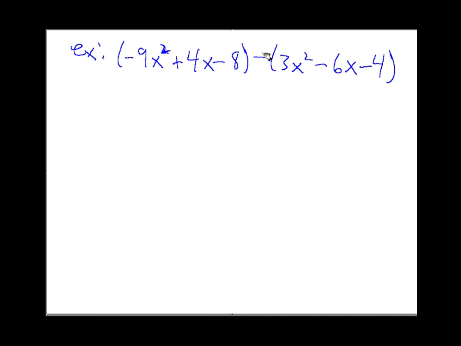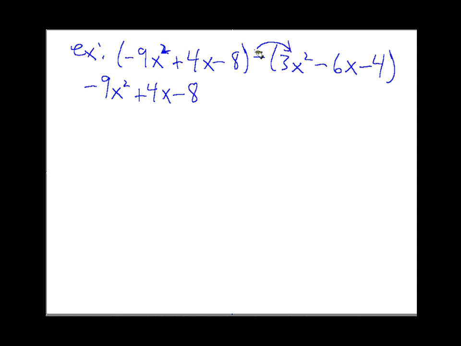All right? So I need to distribute. Think of this as a minus 1 out here. And then distribute it to all the terms in that polynomial right here. This one will stay the same. So let's bring it down without parentheses. Negative 9x squared plus 4x minus 8. All right, now let me distribute the negative here.